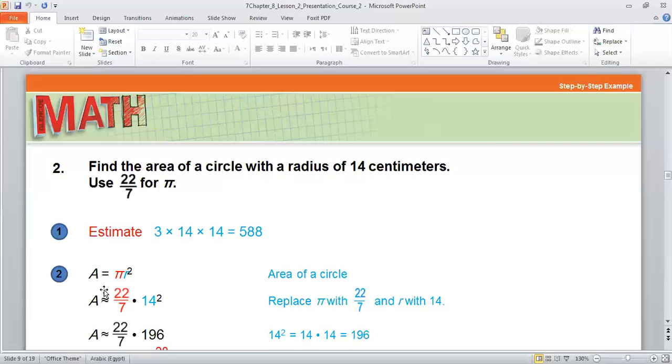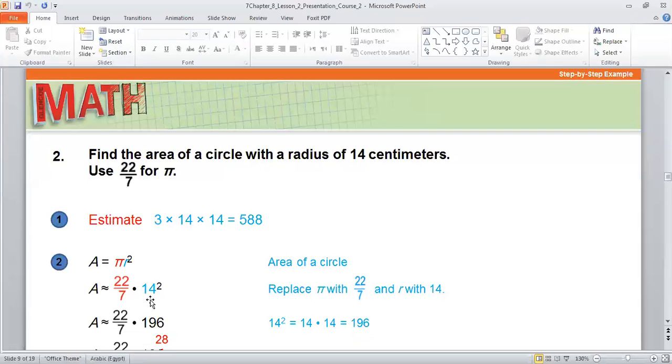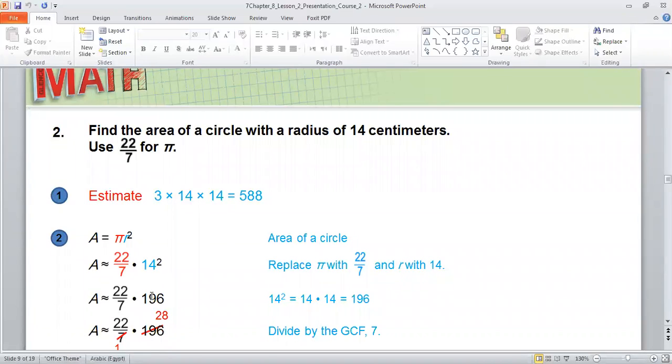Again, the area of the circle is equal to pi times r squared. So it will be 22 over 7 times 14 squared. Okay? 14 squared, my friend, is equal to 196.